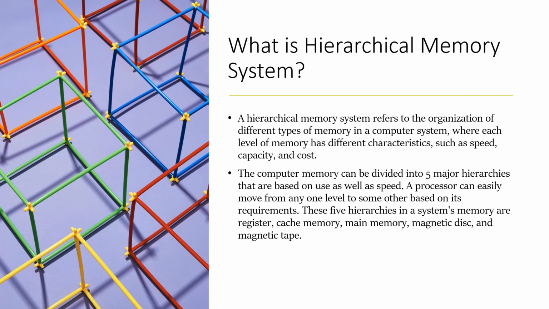What is a hierarchical memory system? A hierarchical memory system refers to the organization of different types of memory in a computer system, where each level of memory has different characteristics such as speed, capacity, and cost.